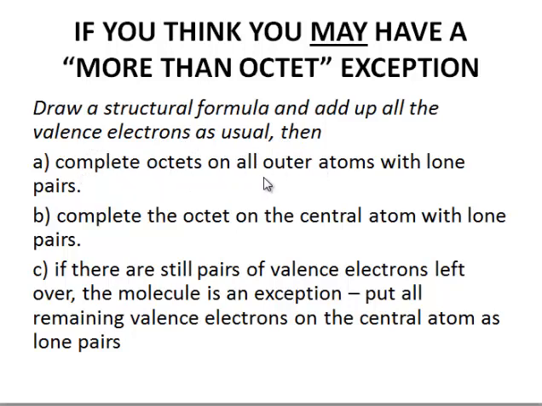Complete octets on all the outer atoms with lone pairs. Then complete the octet on the central atom with lone pairs. So in other words, do the outer atoms first, then the central atom. If there are still pairs of valence electrons left over, the molecule is an exception. Put all the remaining valence electrons on the central atom as lone pairs. Alright, these rules also appear in the text.